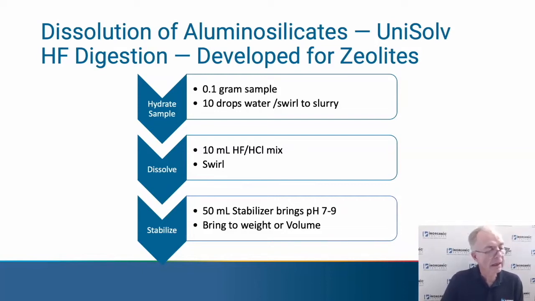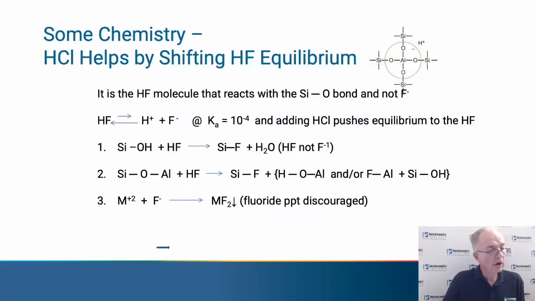Now, we're going to explain the chemistry; shown here are the reactions that are taking place. We're concerned about the chemistry of HF. It's a weak acid, and we want to shift that equilibrium to the left because it's the HF molecule that reacts with the oxygen and dissolves the silica, not the fluoride anion. And it will react whether it's a silicon-oxygen bond or an aluminum-oxygen bond. But with this approach, if you have an alkaline earth or a rare earth, you can get precipitation.